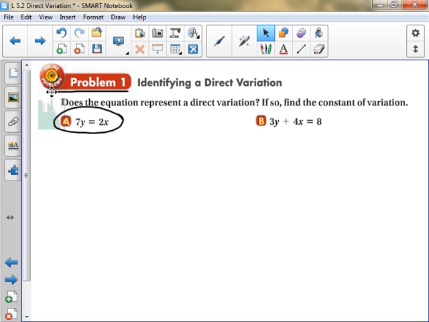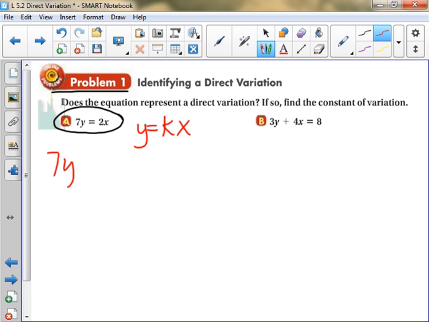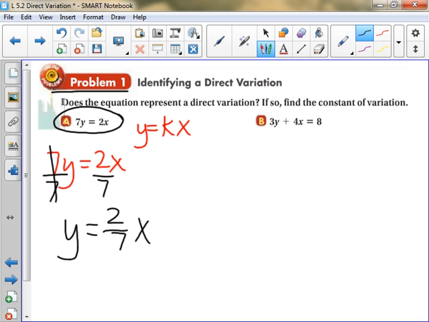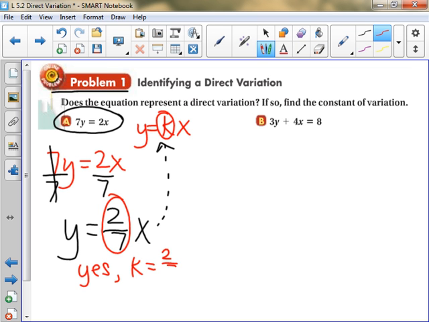But if you're still unsure, the way that you figure out whether it's a direct variation is if it fits the form y equals kx. This equation, 7y equals 2x, is close, but you have to solve for y. So you divide both sides by 7. The 7's cancel. You're left with y equals 2/7 x. And because y equals 2/7 x looks like this, this is a direct variation, and the constant of variation is just the k part, which is the 2/7. So your answer is yes it is, and k equals 2/7.